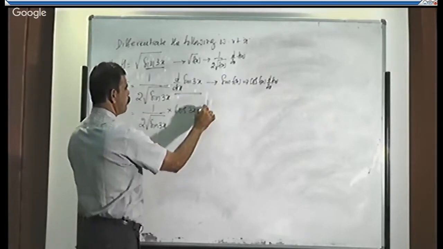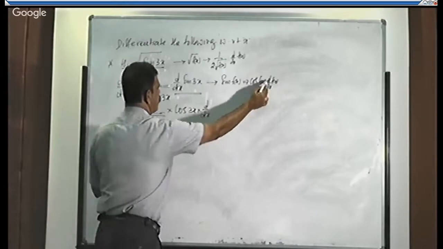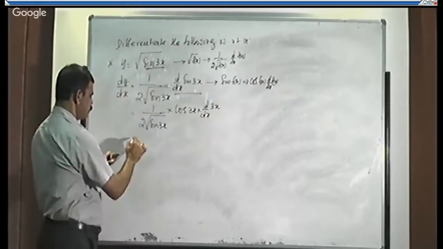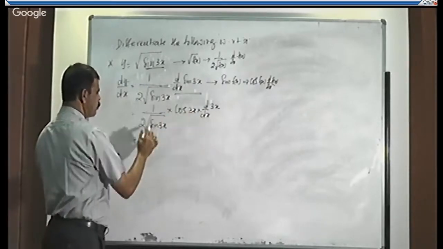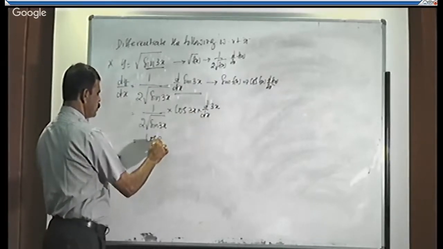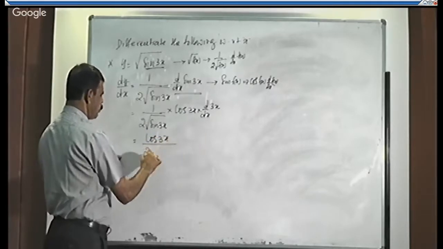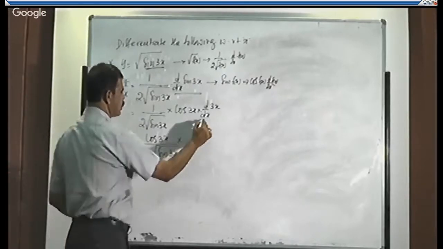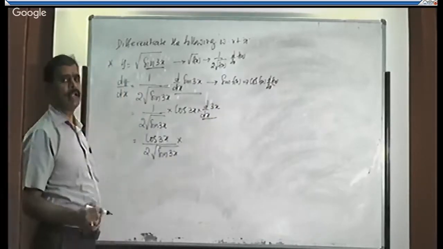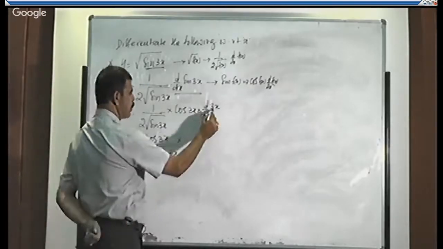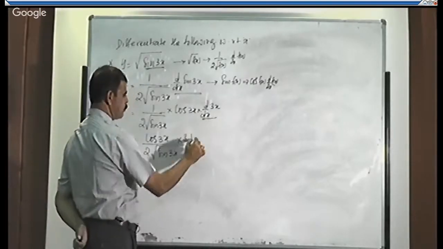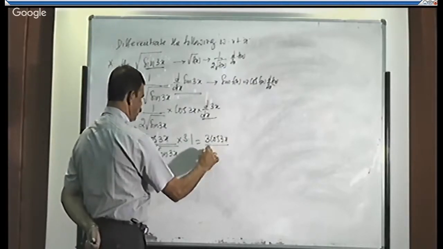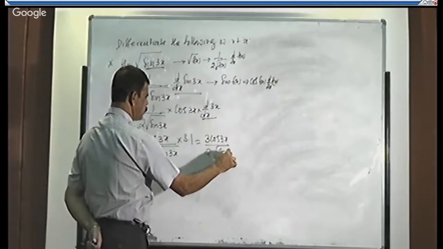In the next step, it has to be differentiated. D by dx of what? Function. The function is 3x. So 1 into cos is cos, so cos 3x divided by 2 into root of sin 3x into differentiation of 3x. It is an ordinary function. We can differentiate directly: 3 into 1. So finally, 3 cos 3x all divided by 2 root of sin 3x.